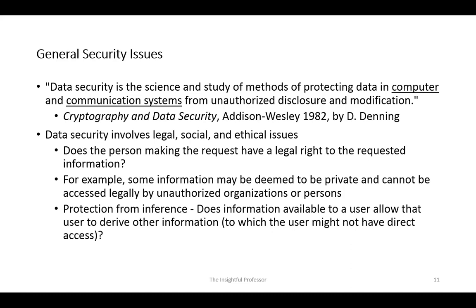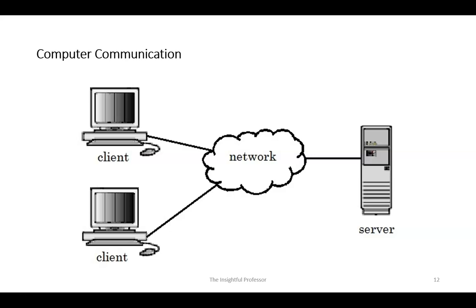There's also a concern for the protection from inference. Does information available to a user allow that user to derive other information to which the user might not have direct access? Let's consider how data might be transmitted between computers on a network.